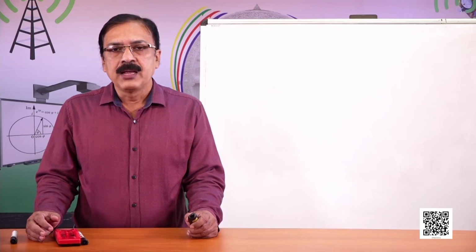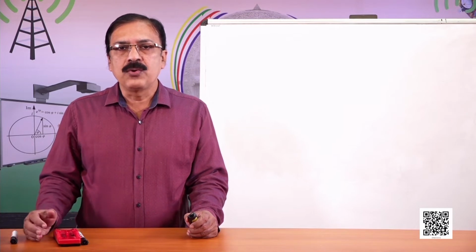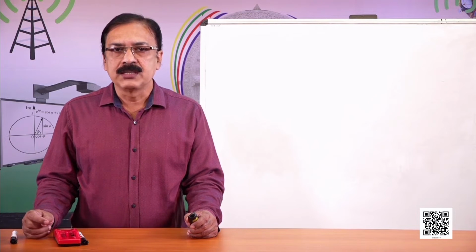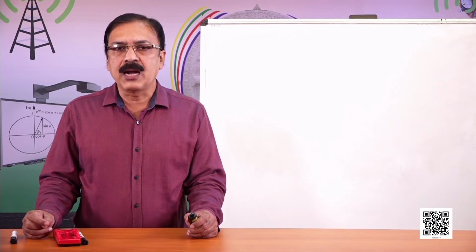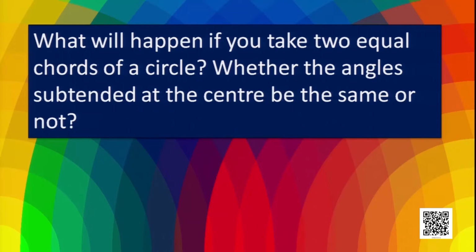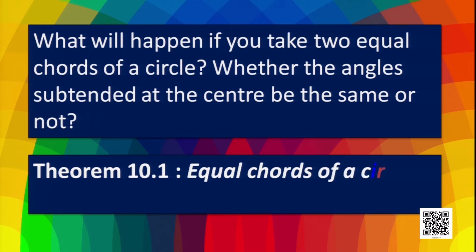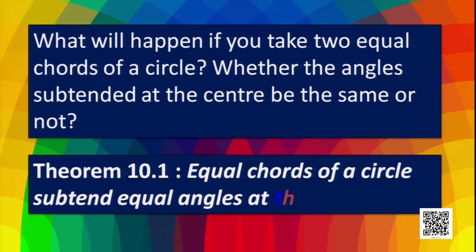Now you see, if two of the chords are equal, what can we say about it? Whether the angles subtended at the center will be the same or not. And this is shown by the statement of this theorem. This theorem states that equal chords of a circle subtend equal angles at the center. Again, we read it. Equal chords of a circle subtend equal angles at the center.